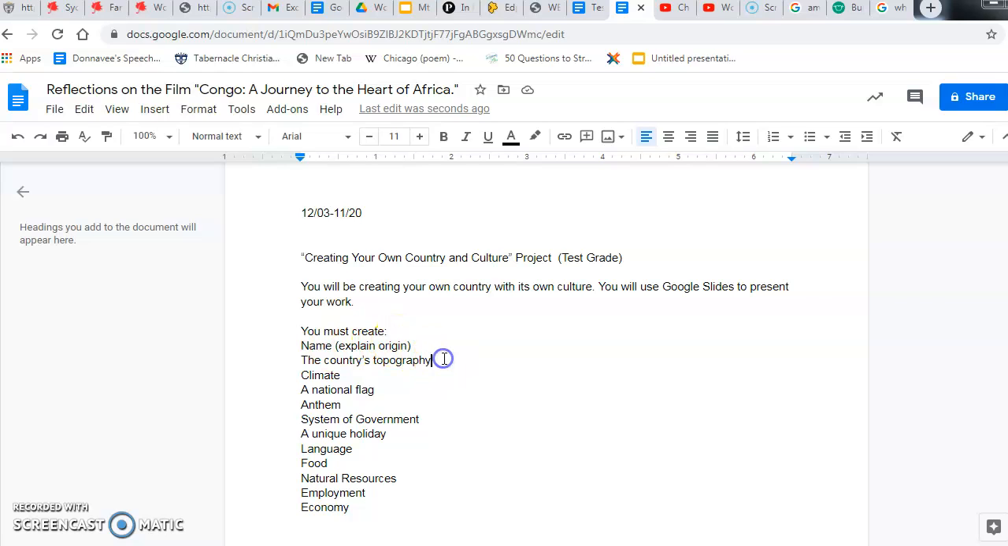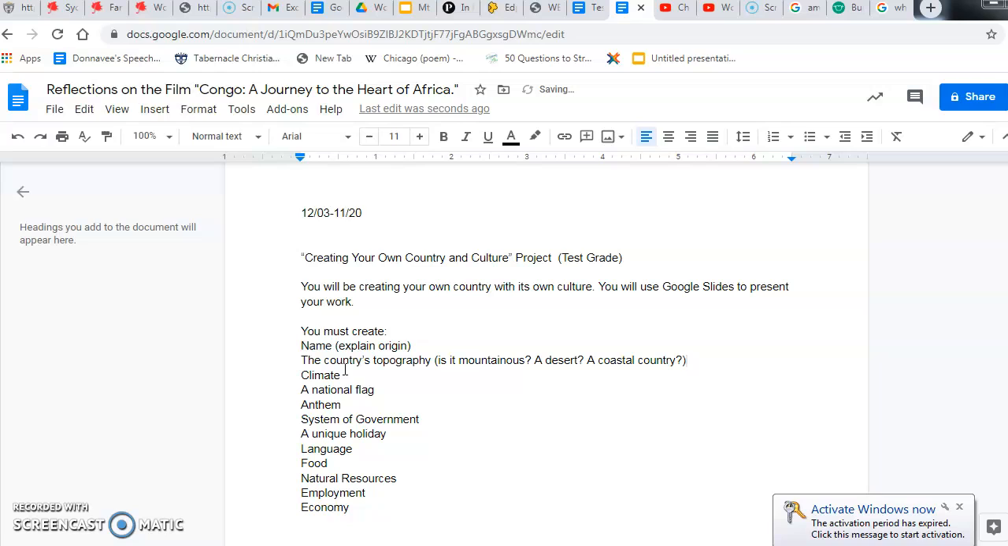And then the second slide, you need to have the country's topography. And by topography, of course, I mean lay of the land. Is it mountainous, a desert, a coastal town, or a country rather? All of those things are important to ask yourself. So for this slide, what you'll do is you'll put in a picture if it's mountainous, of mountains, if it's a desert, put pictures of deserts in there, if it's coastal, the coast, if it's all three, put in pictures of all three. Just explain the topography.